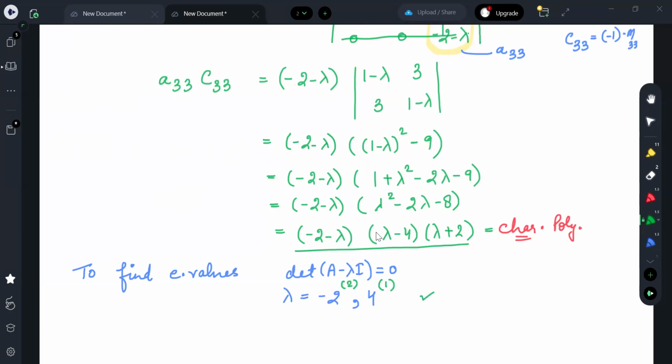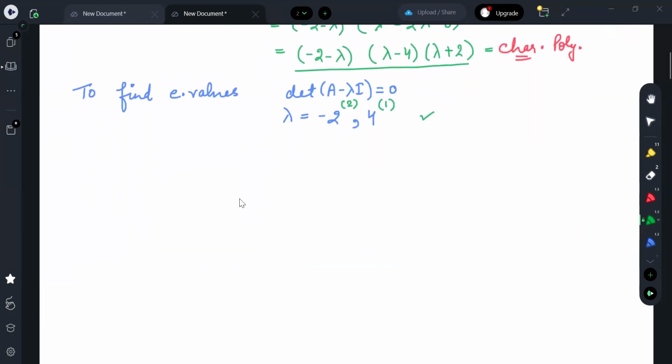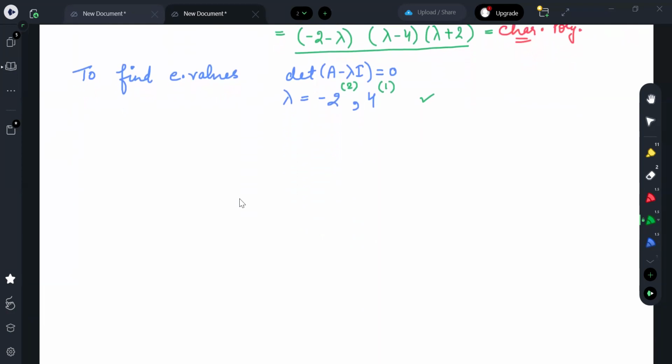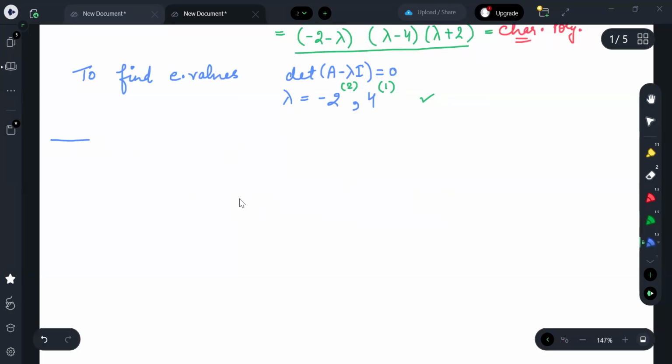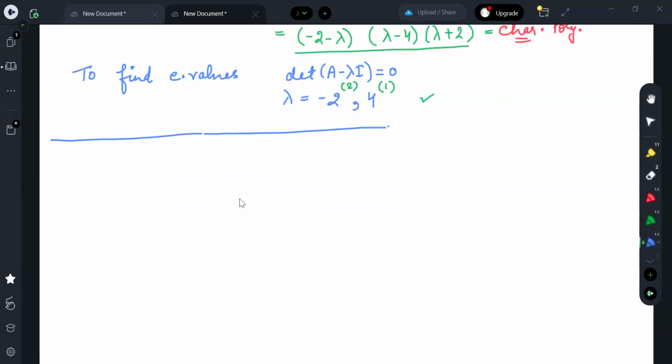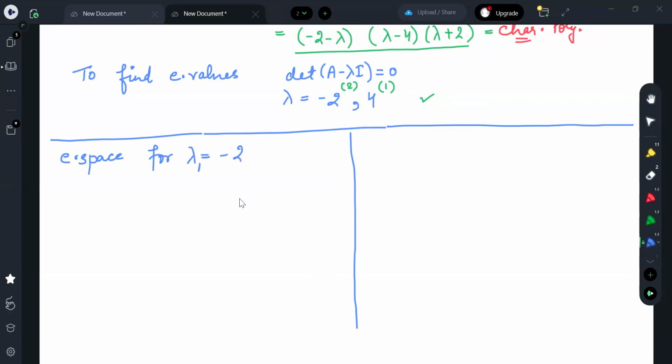These are the eigenvalues. Now we have to find the corresponding eigenvectors for each of the eigenvalues. So this is step 3 of our solution. Once I have the eigenvalues, I separate, because I have to repeat the process for both of them. Eigenspace for lambda equals -2. Let's call this lambda 1. And same thing, same process will repeat. Eigenspace for lambda 2 equals 4.